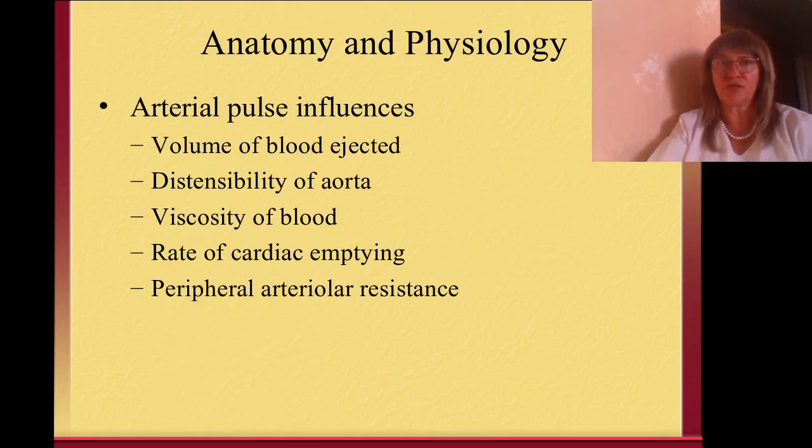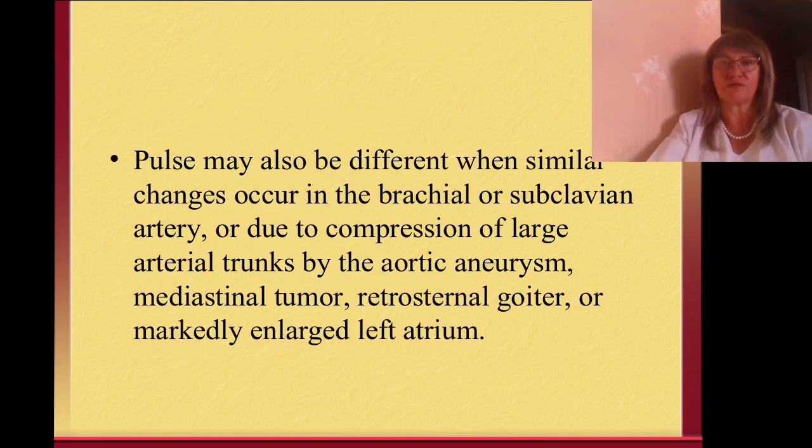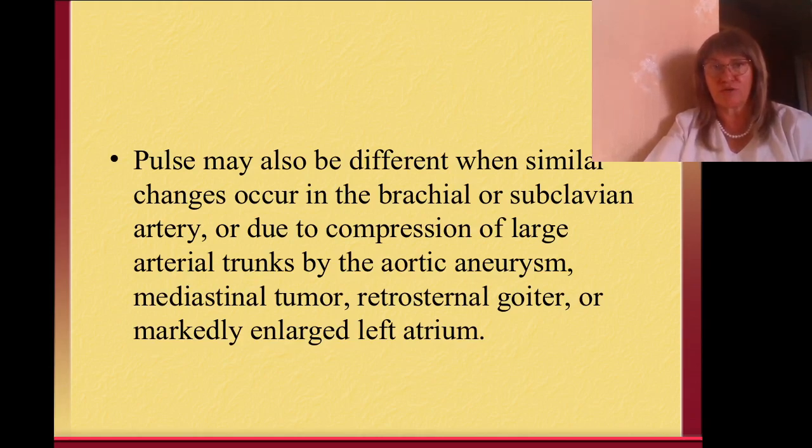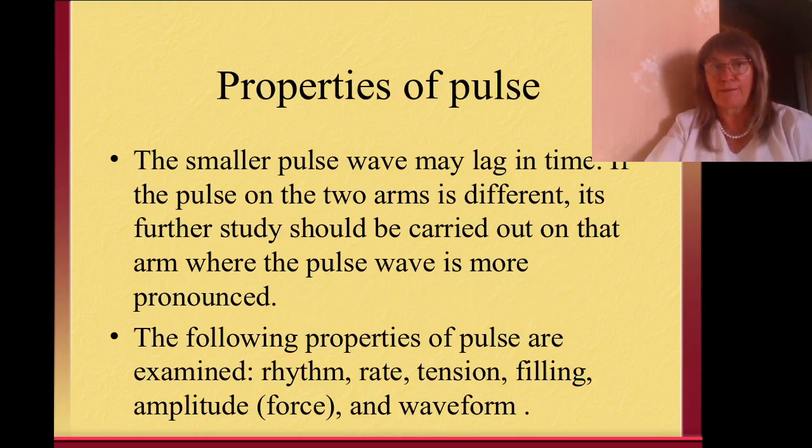Arterial pulse is influenced by the volume of blood ejected, distensibility of the aorta, viscosity of blood, rate of cardiac emptying, and peripheral arterial resistance. Pulse may also be different when similar changes occur in the brachial or subclavian artery, or due to compression of large arterial trunks by an aortic aneurysm, mediastinal tumor, retrosternal goiter, or markedly enlarged left atrium. If the pulse on the two arms is different, further study should be carried out on the arm where the pulse wave is more pronounced.